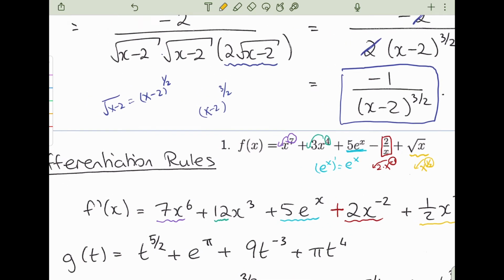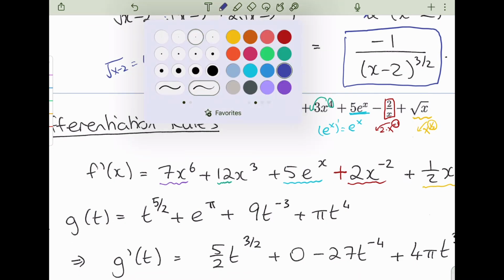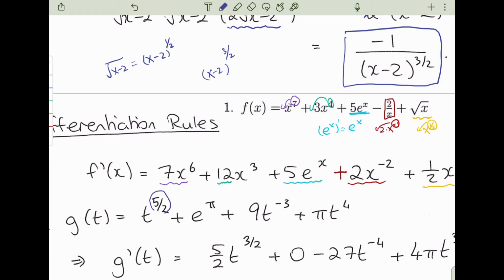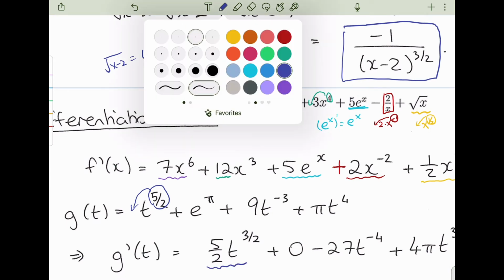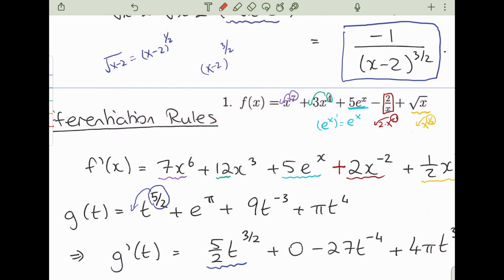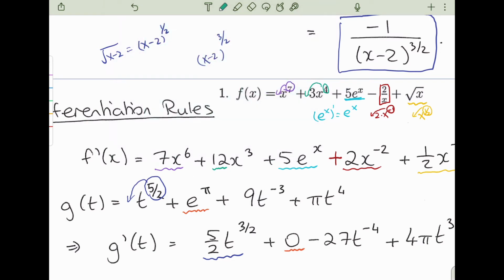Now take a look at question 2. Do that the same way. Pull this to the front, so 5 over 2 in the coefficient, and the new power is 5 over 2 minus 1, which is 3 over 2. Okay, that is this term. And the second term is 0 because e to the pi is a constant. We know that the derivative of any constant is equal to 0. Okay, that is simple.